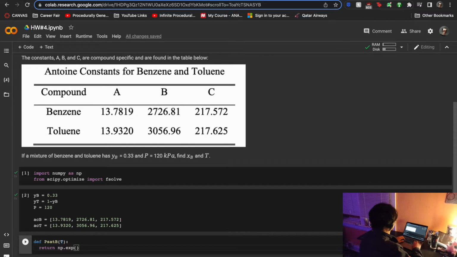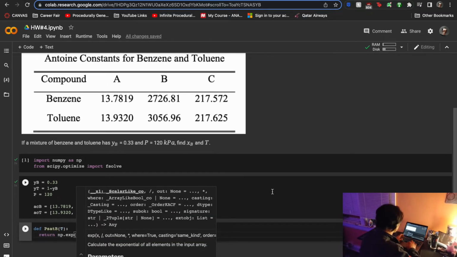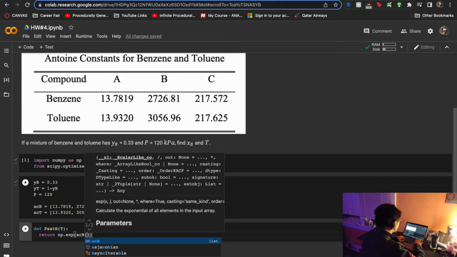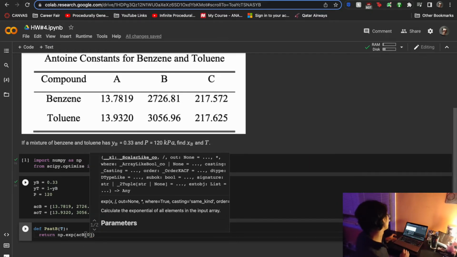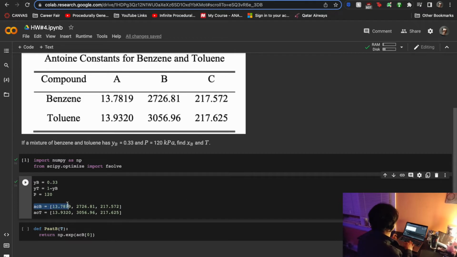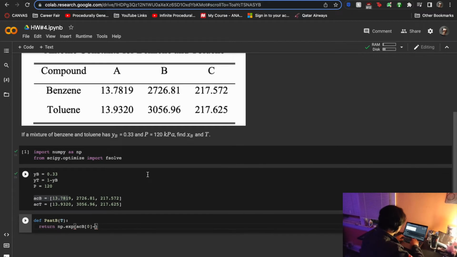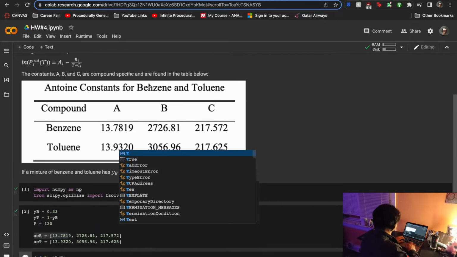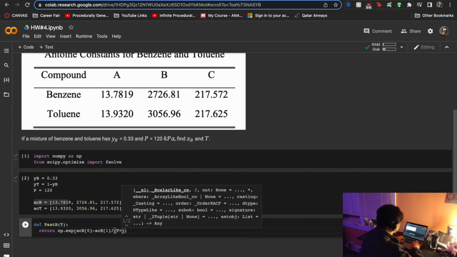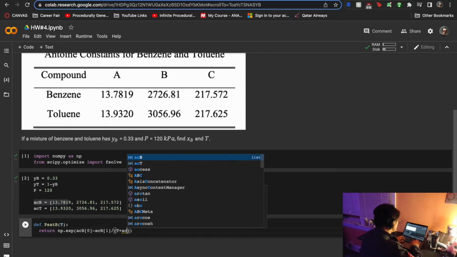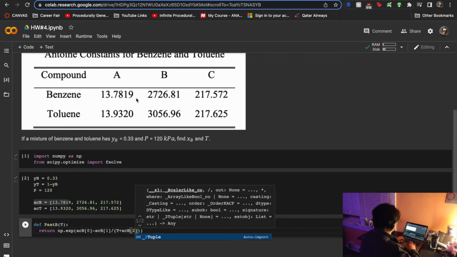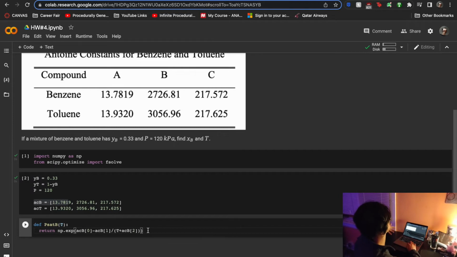np.exp brackets, and we have A, so that would be ACB 0, the first value of this Antoine constants of B array, and we subtract from that B, which is ACB1, divided by the sum of the temperature and the constant C, so ACB2. So we have that to calculate the saturation pressure of benzene.